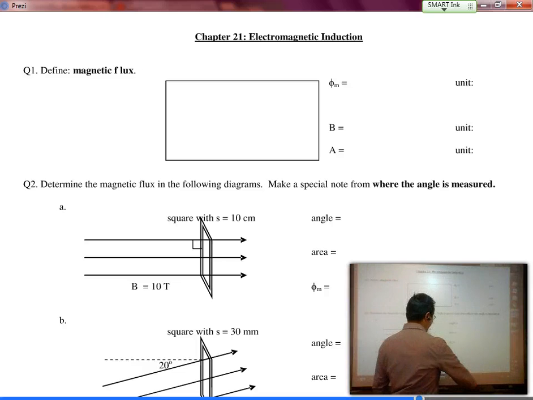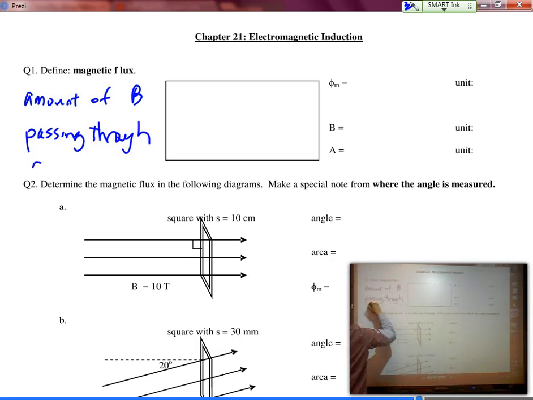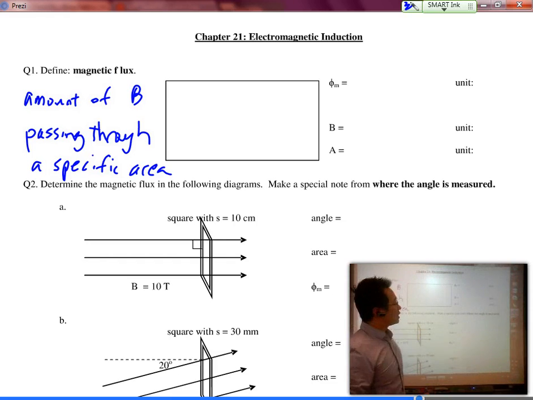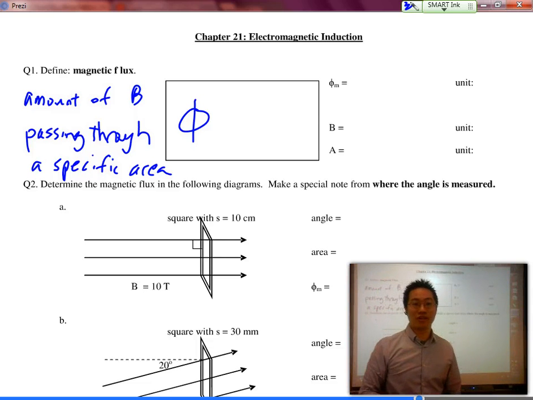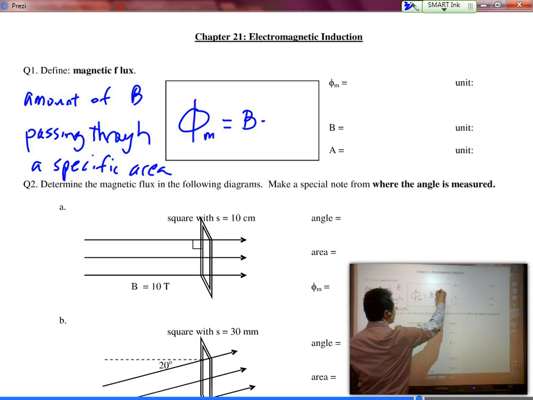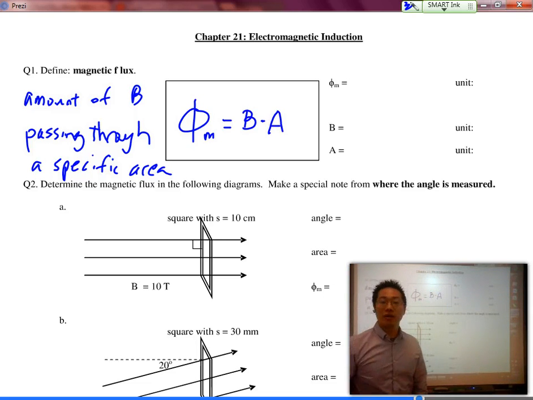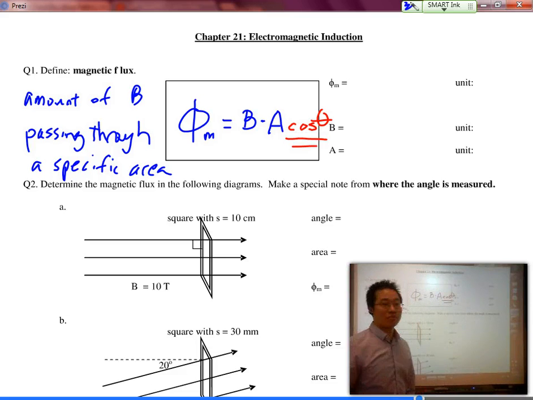Now, magnetic flux is defined as the amount of magnetic field passing through a specific area. So it's very straightforward in terms of flux, which is represented by the Greek letter phi, where magnetic flux is equal to B times A. Okay, but this is actually a dot product, so there's actually a cosine theta there as well, which we're usually not going to use, but you should keep that in mind.